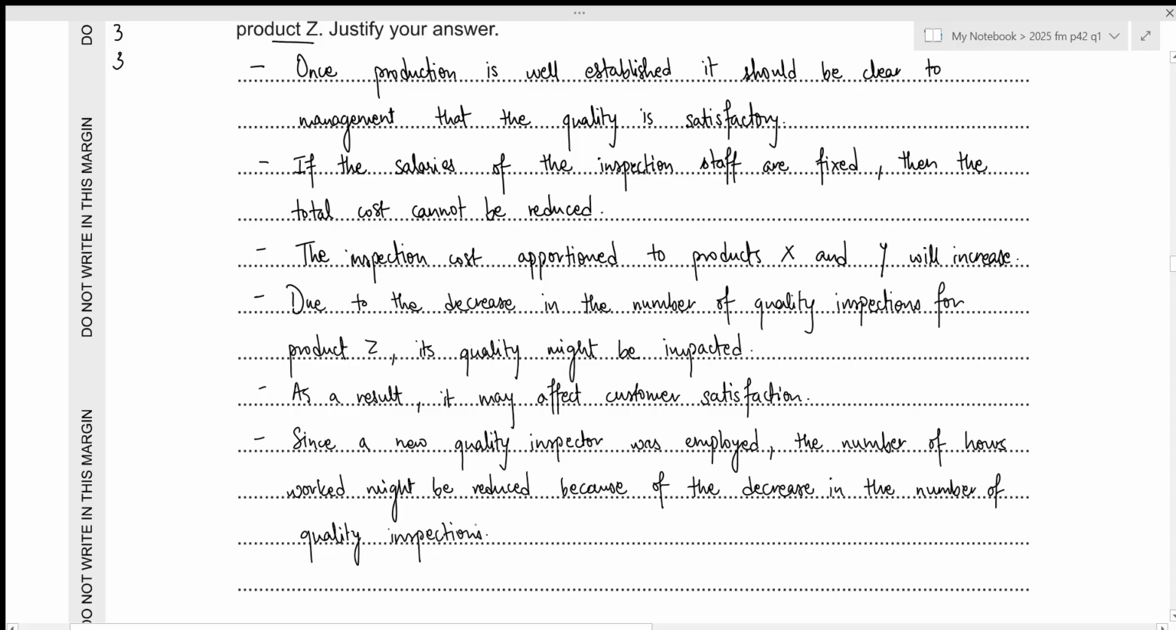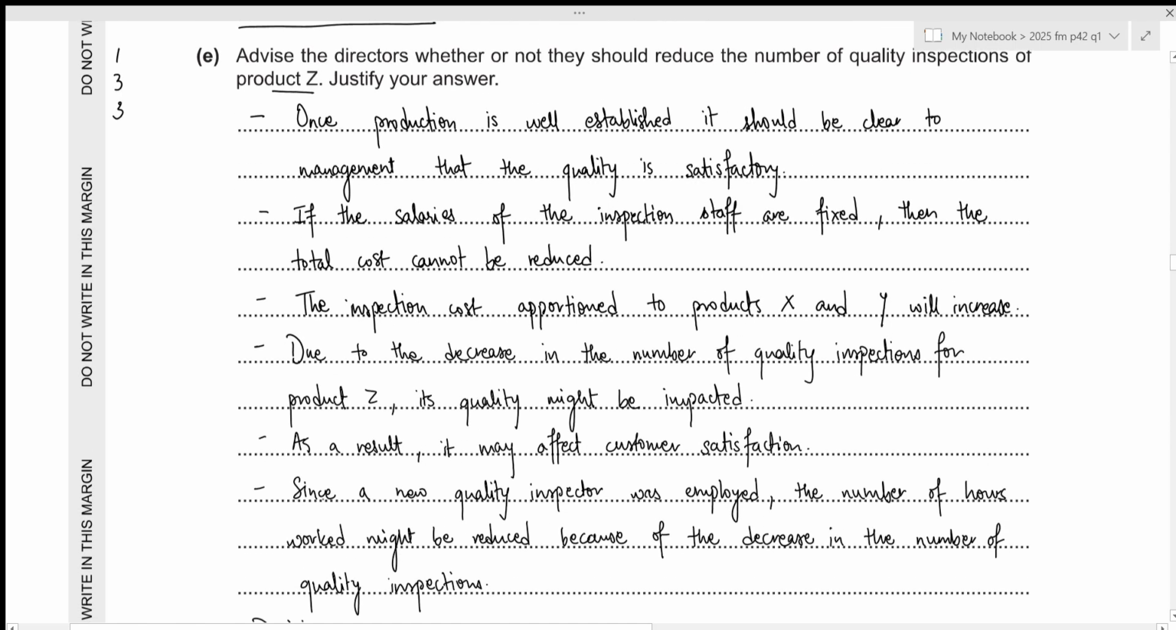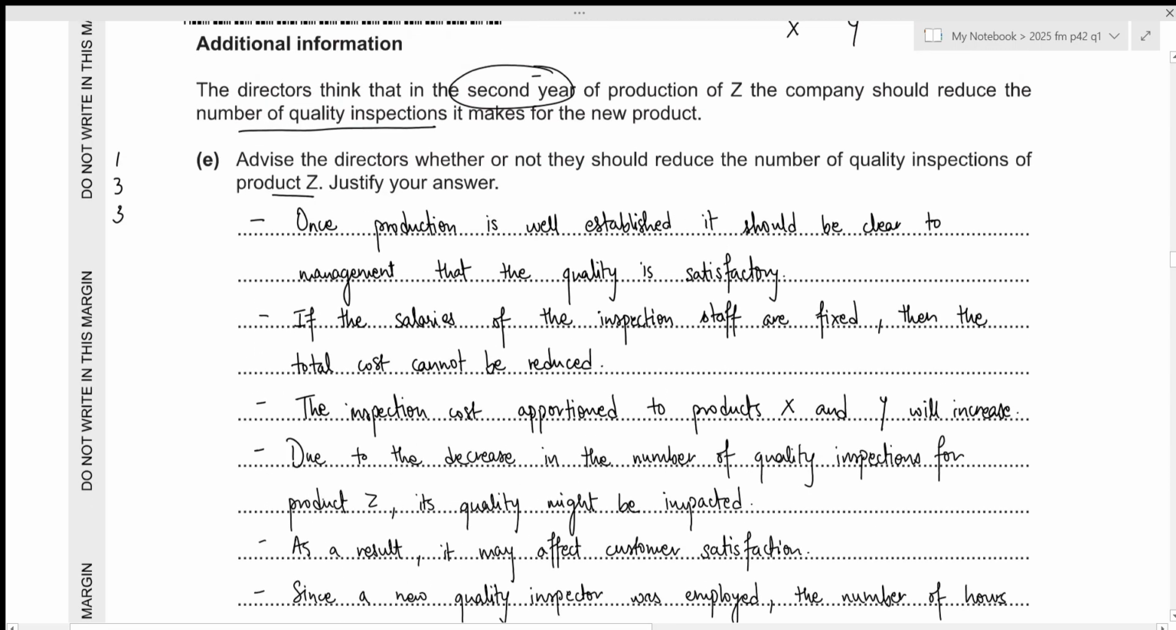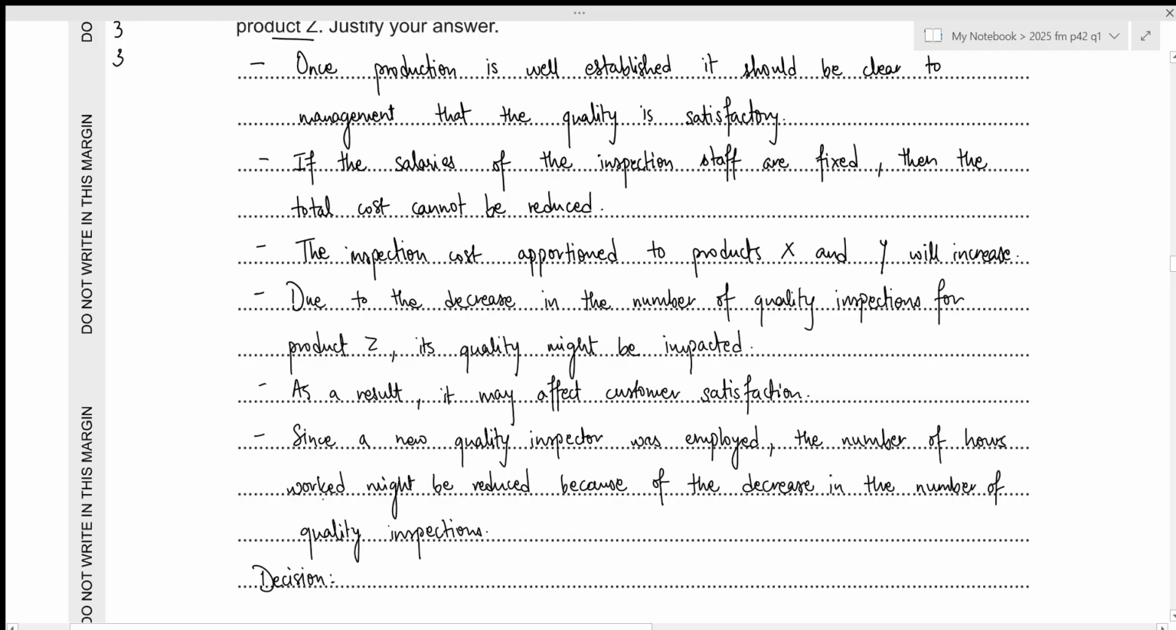All right, we have 6 different comments. Now, based on these factors, we need to make a final decision. So, in this case, I would advise the directors not to reduce the number of quality inspections, because if the number of quality inspections are being reduced, then definitely the hours worked by each of the quality inspectors will also have to be reduced, and that might act as a demotivating factor for the other employees as well.